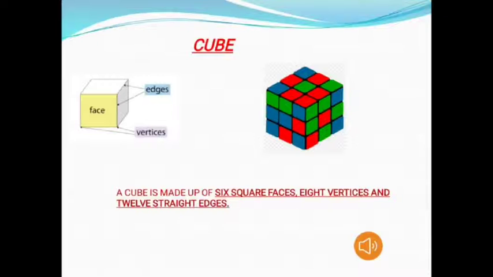Now we are going to discuss the definition of a cube. A cube is made up of 6 square faces, 8 vertices and 12 straight edges. Here in the diagram, the faces, the vertices and the edges are labeled. An example of a cube is a puzzle, a wooden puzzle or a colored puzzle. I hope you all can see the puzzle. Okay, so that is basically a cube in shape.